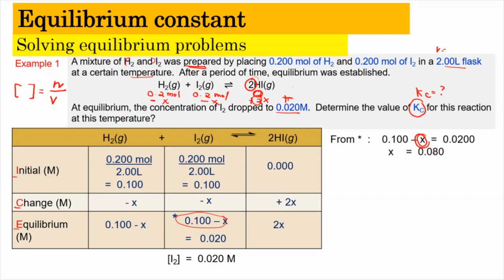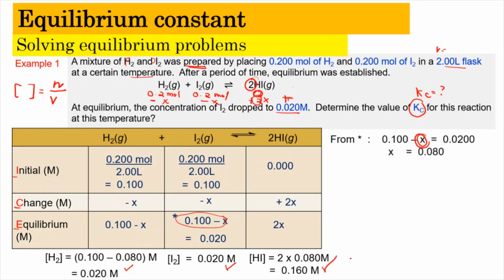So the x value here, you can substitute it back into these equations. For the concentration of the hydrogen gas, 0.1 minus the value of x, 0.08, you're going to get 0.02 molar. Similarly for the hydrogen iodide, 2 times 0.08. So lastly, we're going to get the concentration of HI to be 0.16 molar. So now we have obtained the concentration of the hydrogen gas, iodine, as well as the hydrogen iodide at equilibrium.